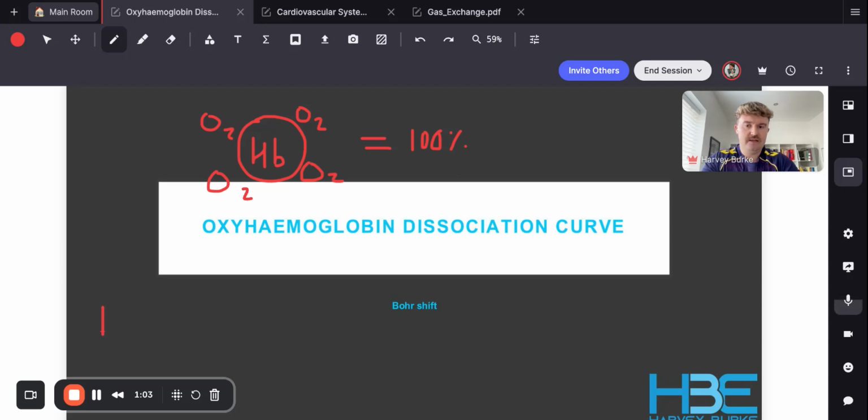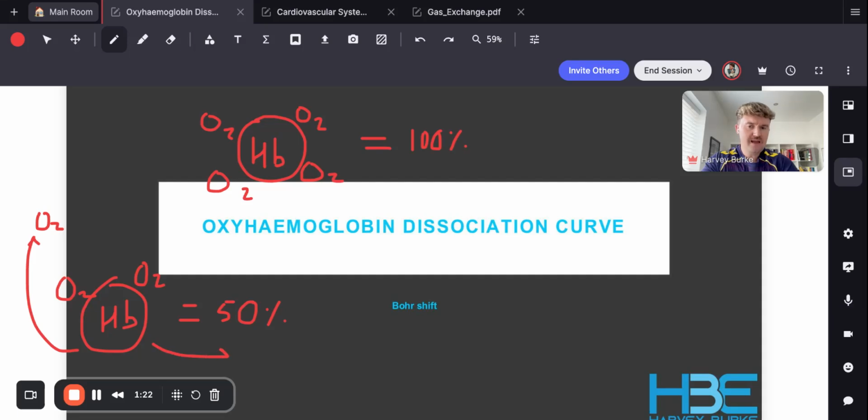Whereas if, let's say, another hemoglobin molecule here is only 50% saturated with oxygen, it would look like that. It would only have 2 out of the possible 4 oxygens bound to it. And what that means is with the other 2, it's let go of them. And instead of saying let go, they want you to use the word dissociate. So if you dissociate from someone, you distance yourself from them. So if hemoglobin dissociates with oxygen, it's letting go of that oxygen.